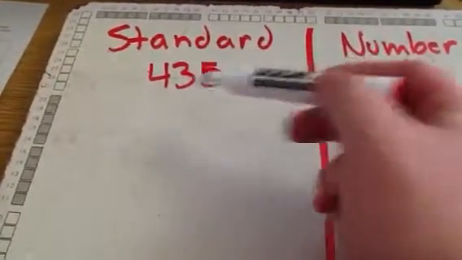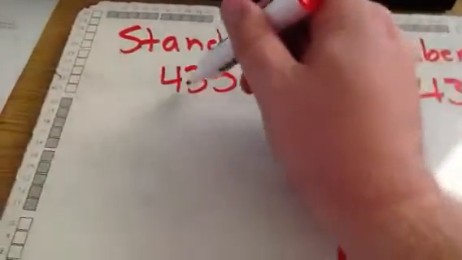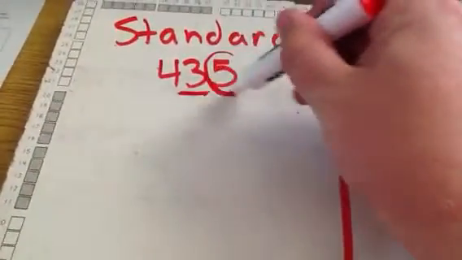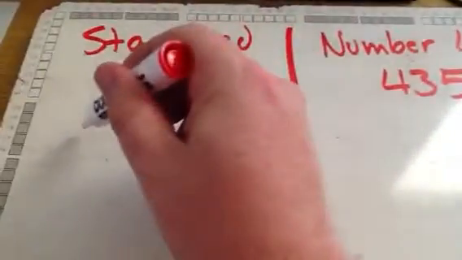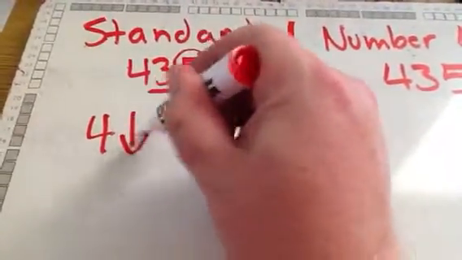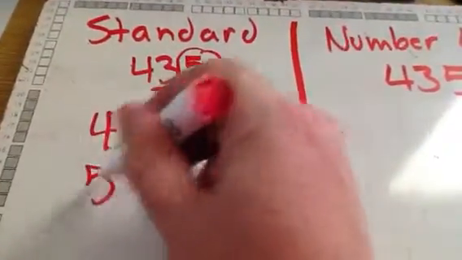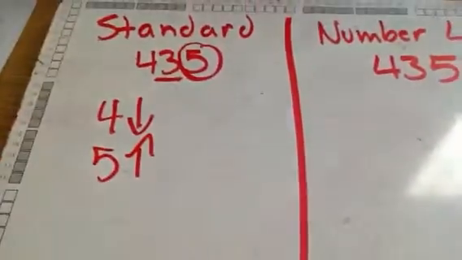So in this case, if I take my number 435 and I'm going to round to the tens, I'm going to look at my tens, look next door at my 5, and remember the rule is if it's 4 or less, I'm going to go down. If it's 5 or higher, I'm going to go up.